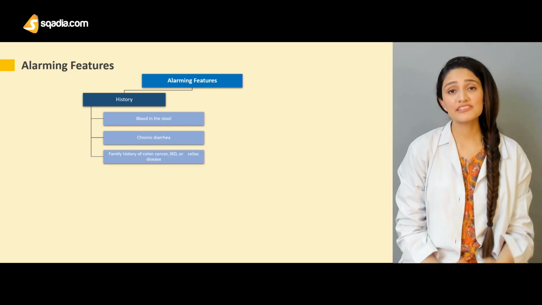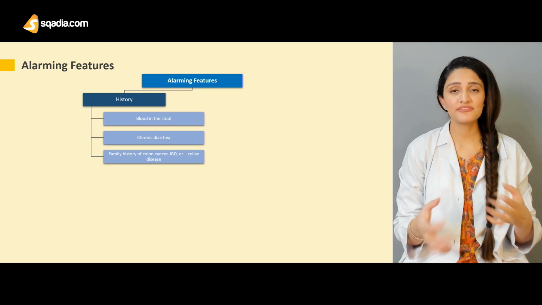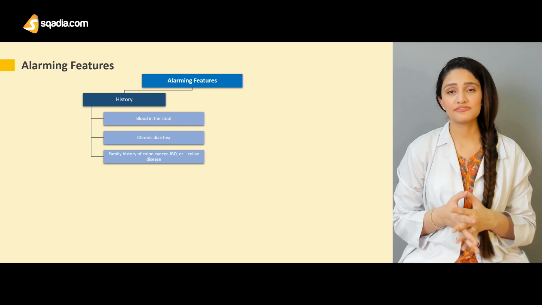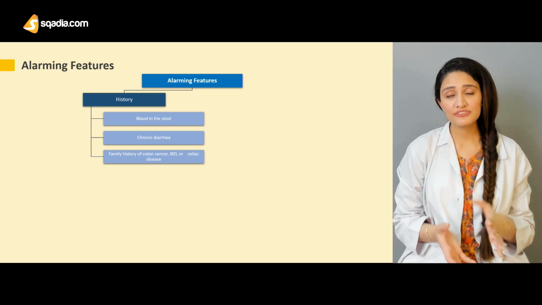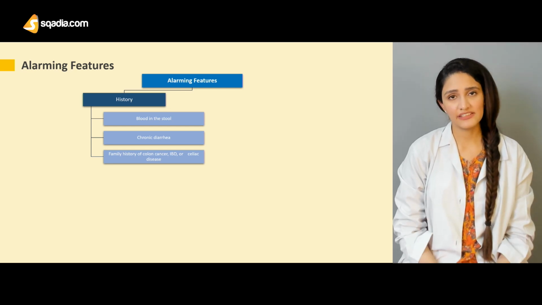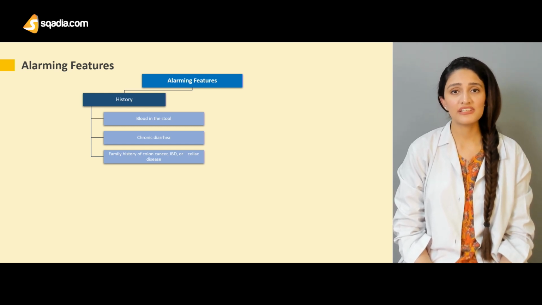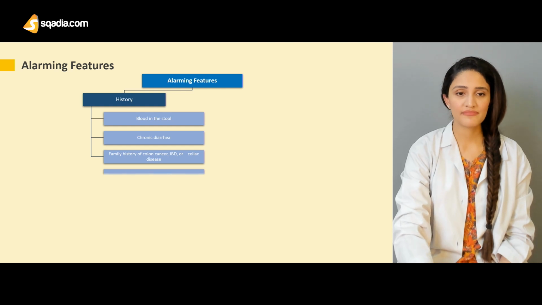And then it is very necessary to ask the patient if he has a family history of colon cancer, or a family history of inflammatory bowel disease or celiac disease. So these are the three very necessary diseases to rule out.